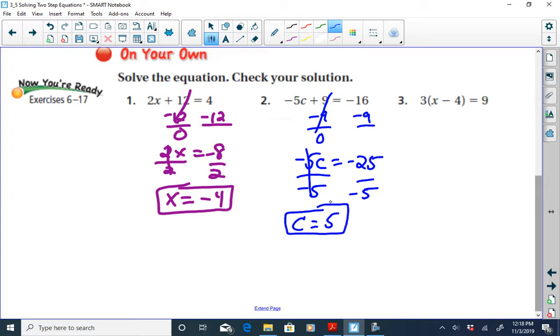Check our answer, see if it makes the equation true. So I'm going to replace c with 5. Negative 5 times positive 5 is negative 25. Negative 25 plus 9 is negative 16. So I know that that is correct because it makes the equation true.